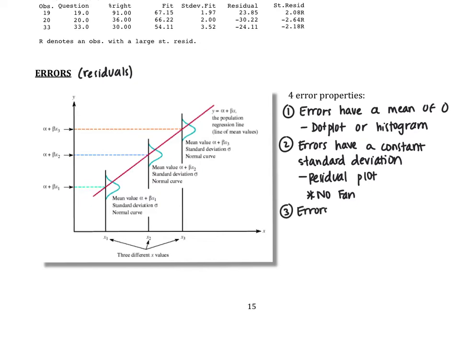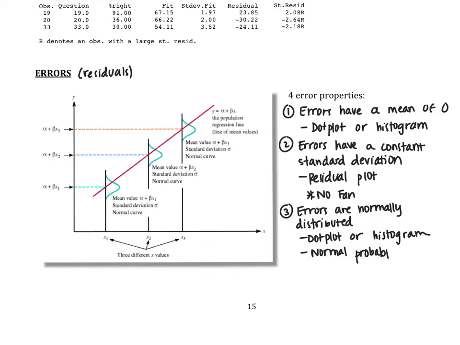Third property or assumption is that the errors are normally distributed. To check this, you're going to look at a dot plot or a histogram. And again, I would give this to you. You're not going to construct it yourself. Do you remember the other plot that is specifically whether or not a distribution is normal? Normal probability plot. I will tell you in your homework, you do have one question where you are constructing a normal probability plot. You're going to do it on the calculator. I will tell you what question it is so that we can review how to do that. If you had a dot plot or a histogram, you're just going to eyeball, does this look like it's a normal distribution?